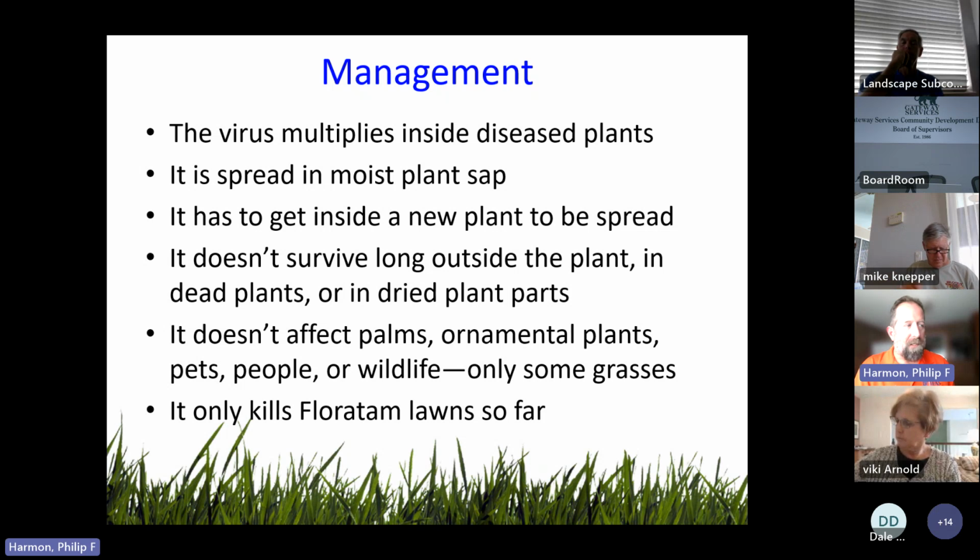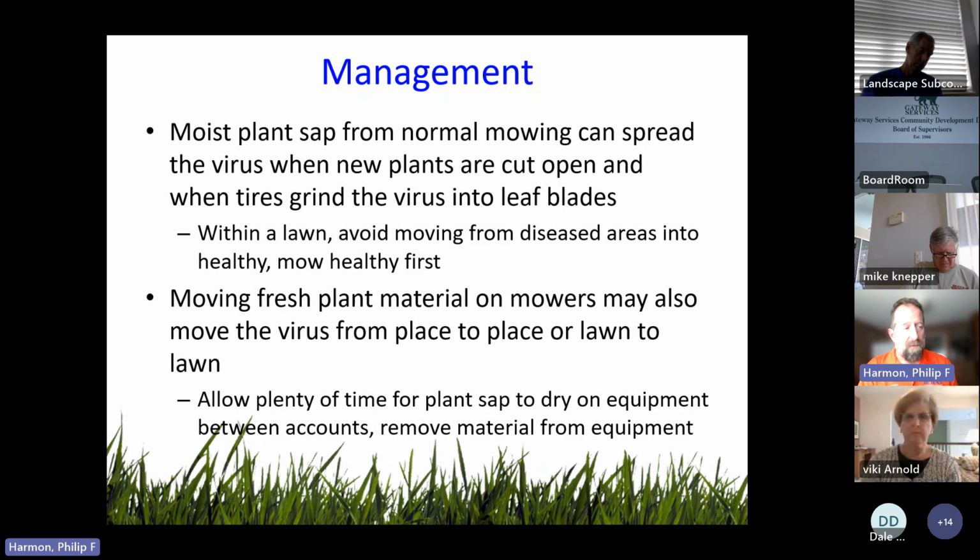This virus doesn't affect palms or ornamental plants outside of a few grasses. It doesn't affect pets or people or wildlife. We can be thankful that it doesn't pose any kind of health hazard for us there. It only kills some grasses, and it only really kills Floratam so far. And so that's good to keep in mind. It can be scary to think about a virus moving through our lawns for some folks, but the good thing is it only affects the lawns. We have some things we can do to prevent it and then to deal with it when it does occur.